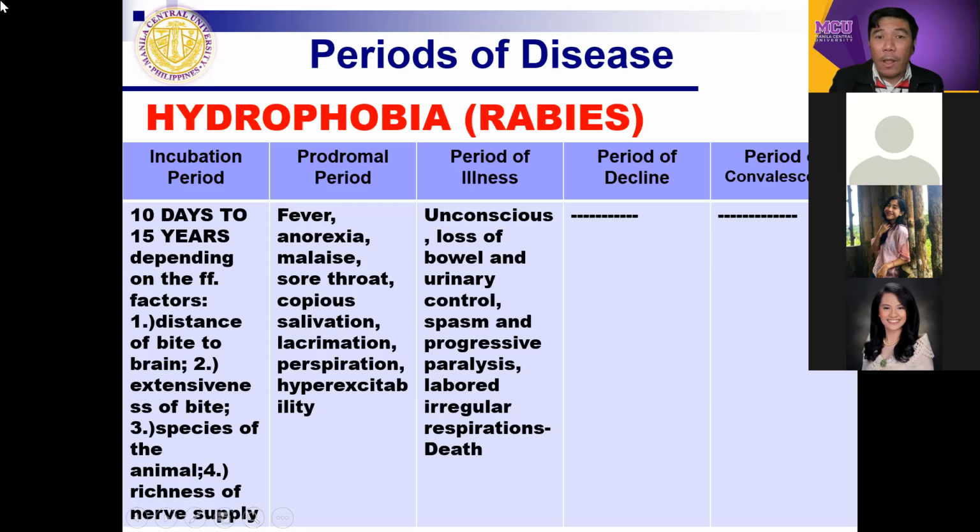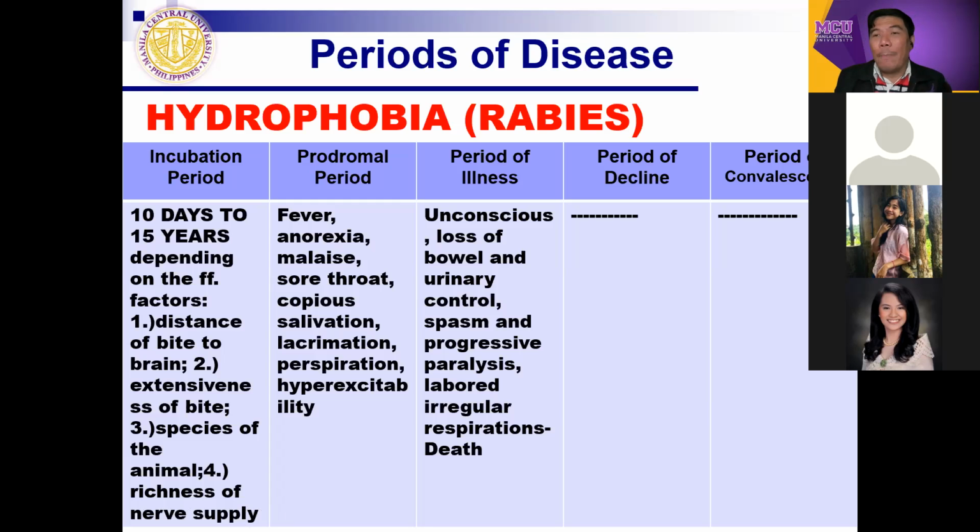Question, sir. Why is it that there is no period of decline and period of convalescence? Actually, class, at the incubation period you need to manage it within the 10 days to prevent the prodromal period and period of illness. And let's face it, rabies has no treatment once it reaches the nervous system. So once it reaches the period of illness, that is already critical. The extent of the damage to the brain and the nerves is extensive, and chances are it may lead to death.